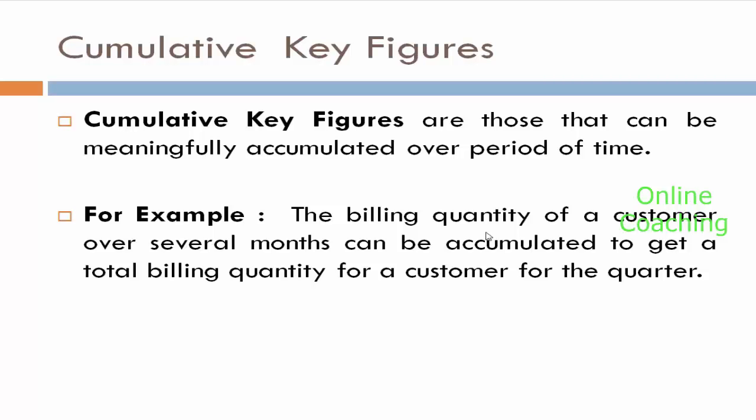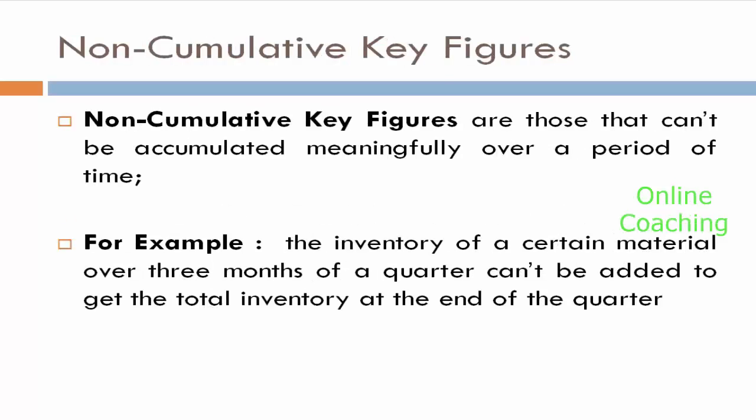So for example, let's take the billing quantity for a customer over several months. It can be accumulated to get a total billing quantity for the customer for the quarter. If you do this, you will get meaningful information from the calculations. If you want to set up this type of data calculation in a key figure, that should be a cumulative key figure. Coming back to non-cumulative key figures, these cannot be accumulated meaningfully over a period of time.